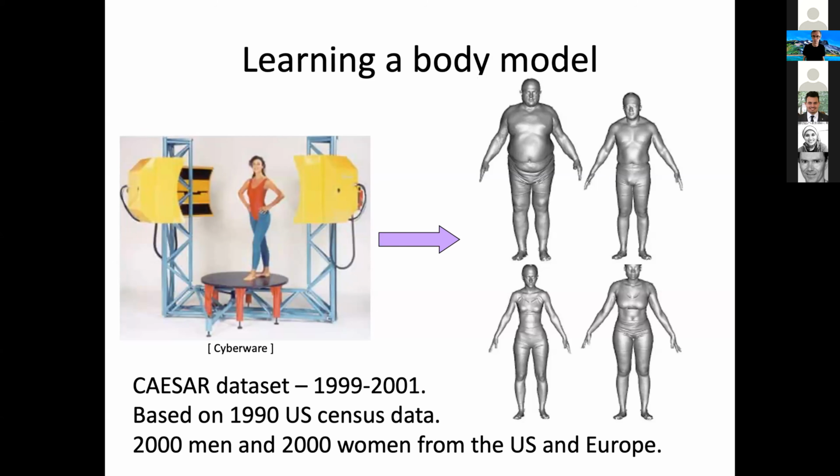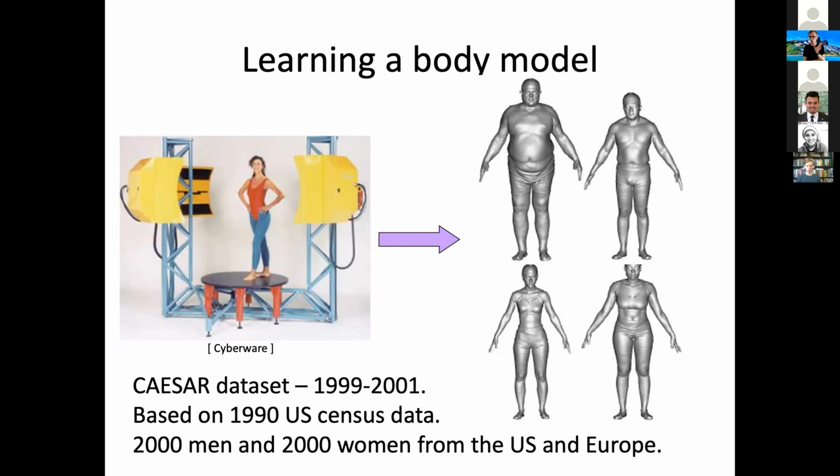Cyberware was the first company to do this that I know of. And using this Cyberware scanner, the US Army conducted something called the CAESAR survey. They made a data set of scans of about 2,000 men and 2,000 women from the US and Europe. Now, they made this sometime around 1999. It was published in 2001.